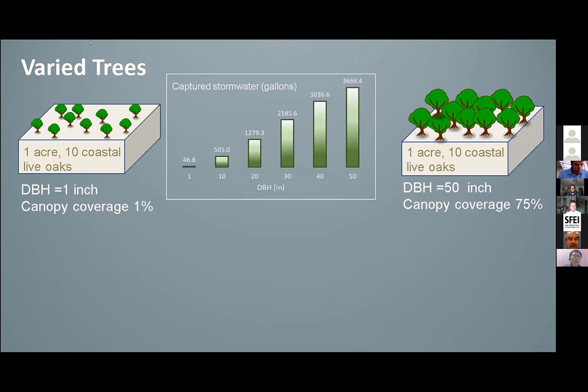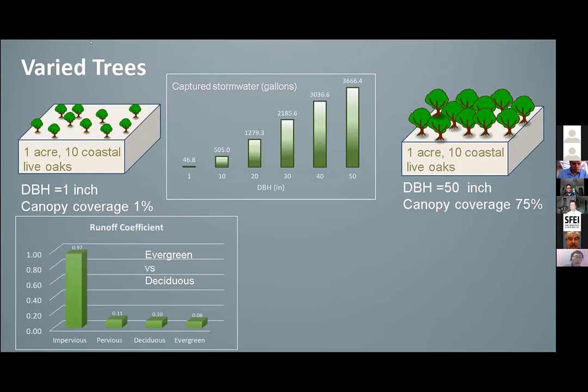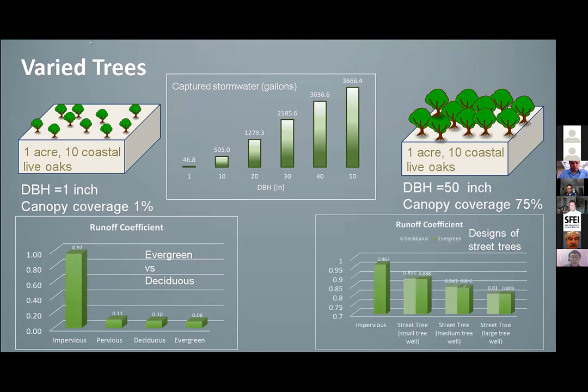With our newly developed module, we were able to quantify the hydrological benefit of individual trees with different sizes. The bar chart here shows stormwater captured by the canopies of trees of different sizes. And similarly, we can also identify the hydrological benefit of trees of different species. Here the bar chart shows the runoff coefficient of four different land surfaces: impervious, pervious, deciduous trees, and evergreen trees. Similarly, in the urban setting, street trees will have different designs and different ratios of impervious area under the canopy. So we were also able to use this newly developed module to simulate the hydrological benefit of different designs of street trees.